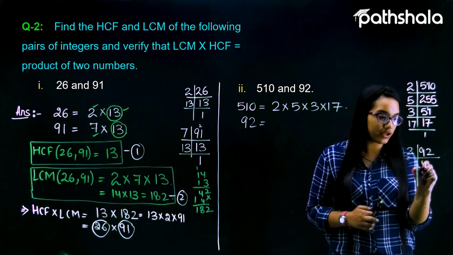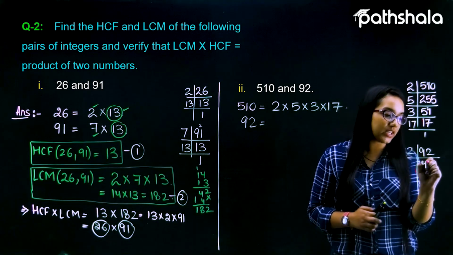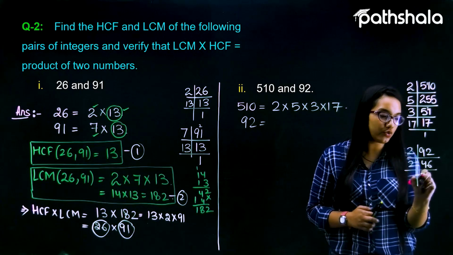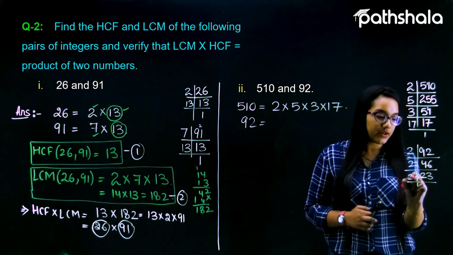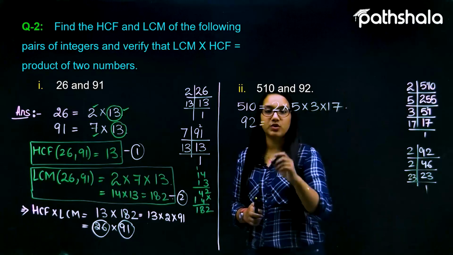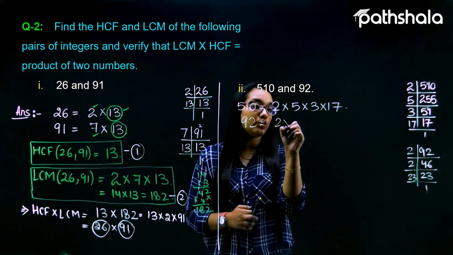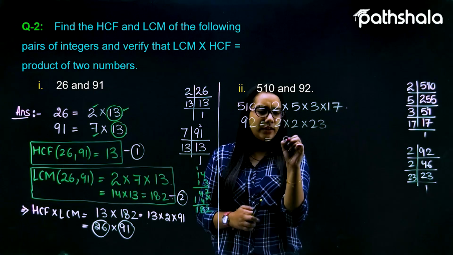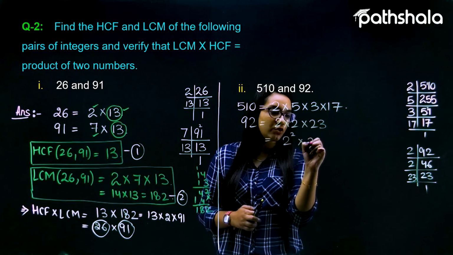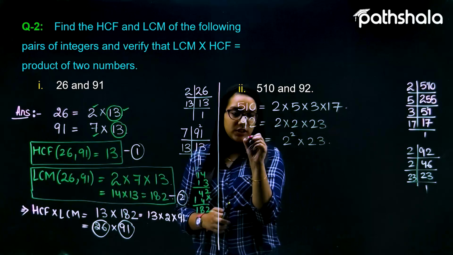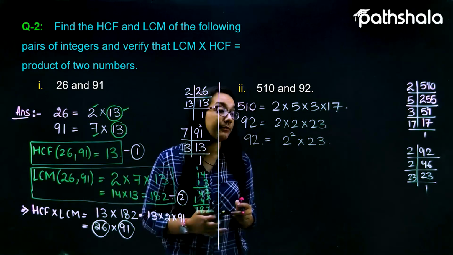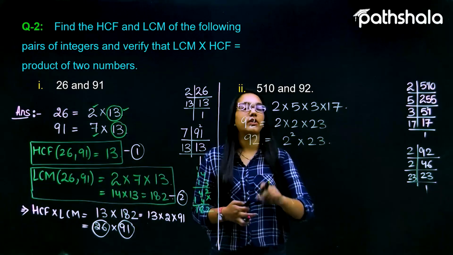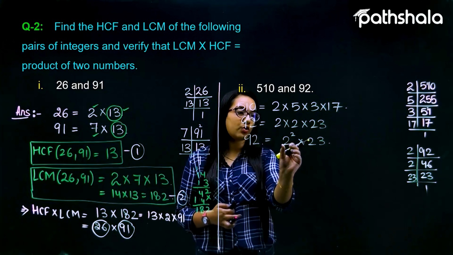So it is 2 into 4 is 8, 2 into 6 is 12. So it is 2 into 2, 4, 2 into 3 is 6. 23 obviously is a prime number. So we get the answer as 2 into 2 into 23. So we can write it as 2 raised to the power 2 into 23. So this is nothing but the factors of 92, which are 2 square into 23.